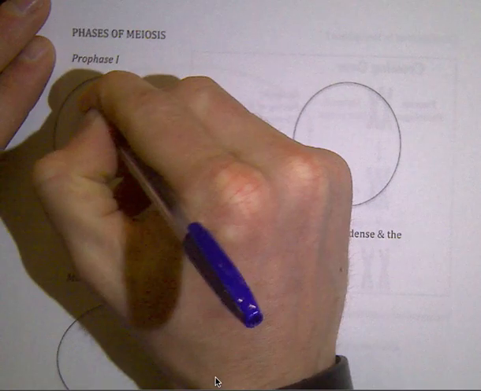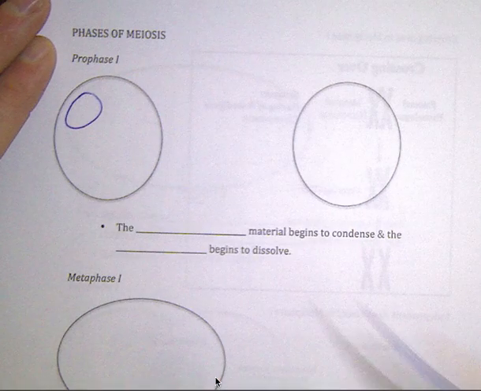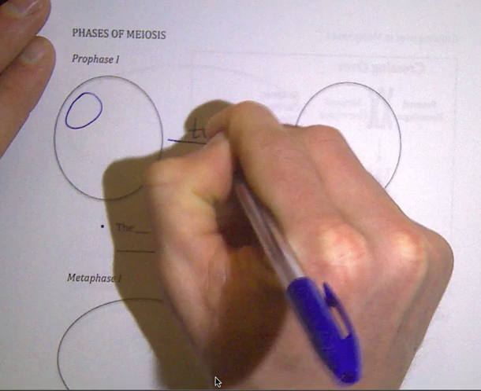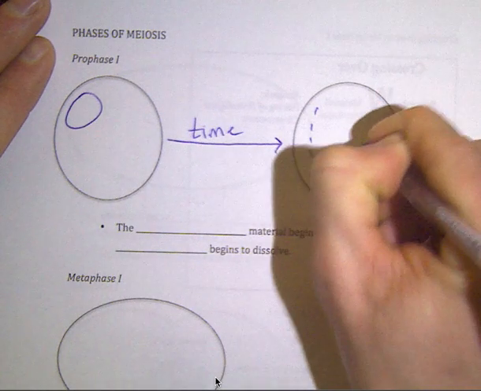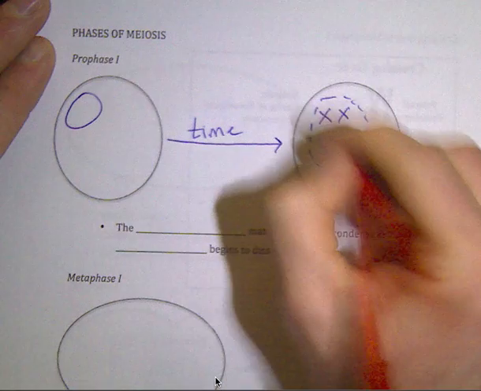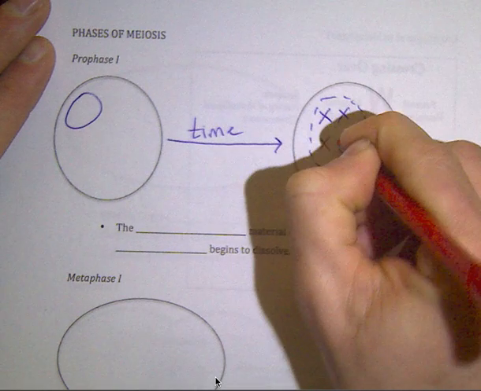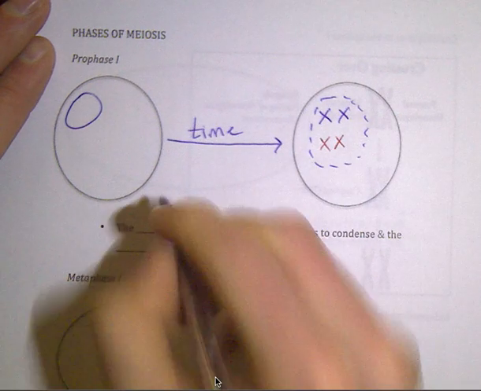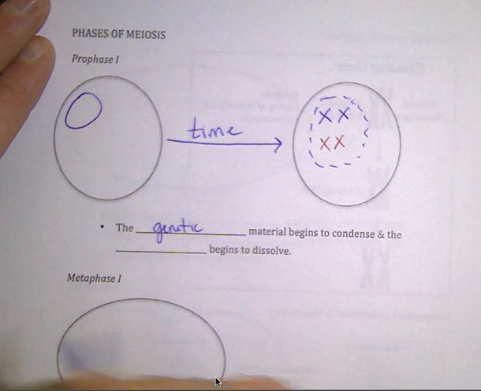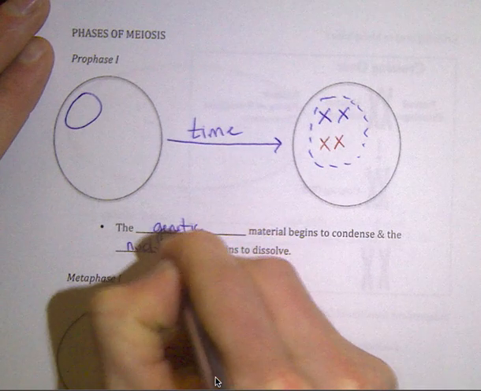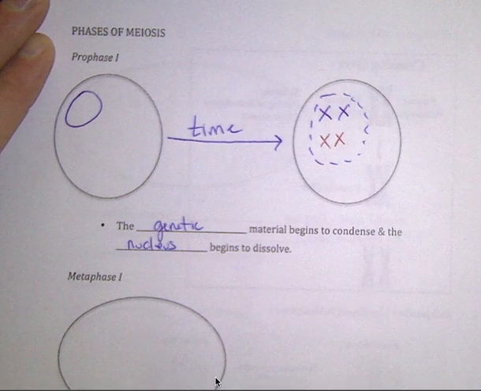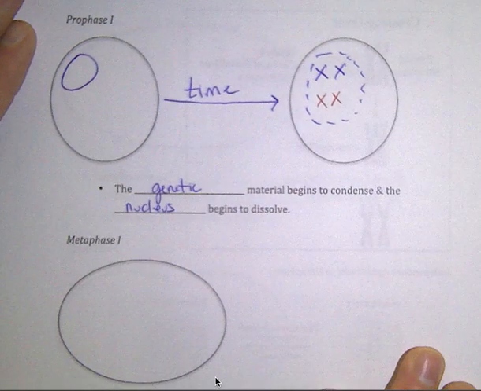The first phase is prophase. The cell enters prophase with the nucleus, and we can't see the genetic material. It hasn't condensed yet, but over time, our nucleus will begin to dissolve, and our genetic material will become more visible. So our genetic material begins to condense, and the nucleus begins to dissolve. Very similar to prophase of mitosis.